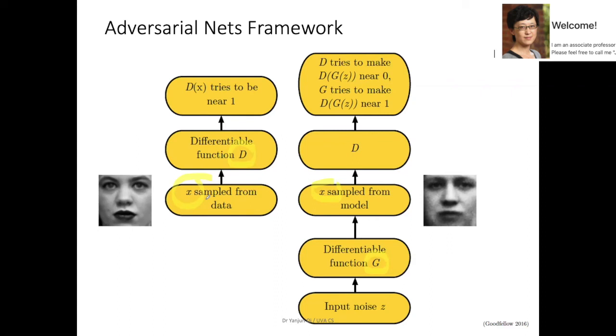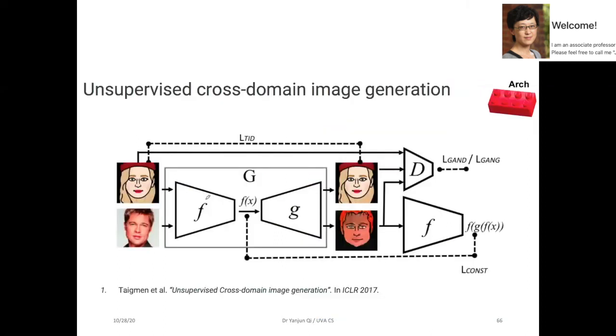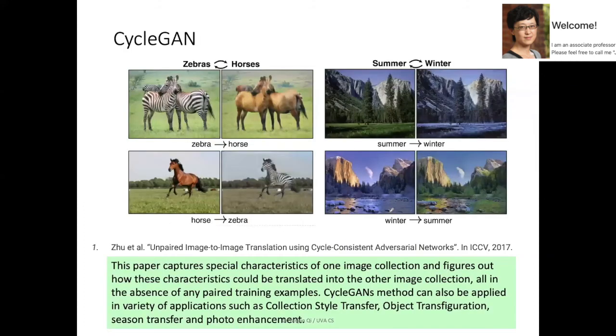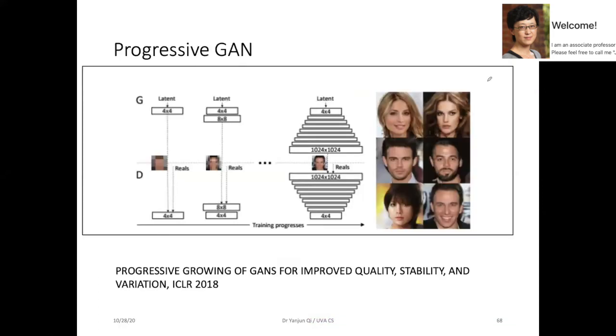And this workflow kind of revolutionized many generation applications. For example, this is called style transfer. You try to turn this actor's face image into a cartoon style. And also something called CycleGAN. You try to borrow the zebra's texture onto horses and turn summer sceneries into winter, but it's all the same picture. And the other important milestone is called progressive GAN, which generates really good quality face images with very high resolution.